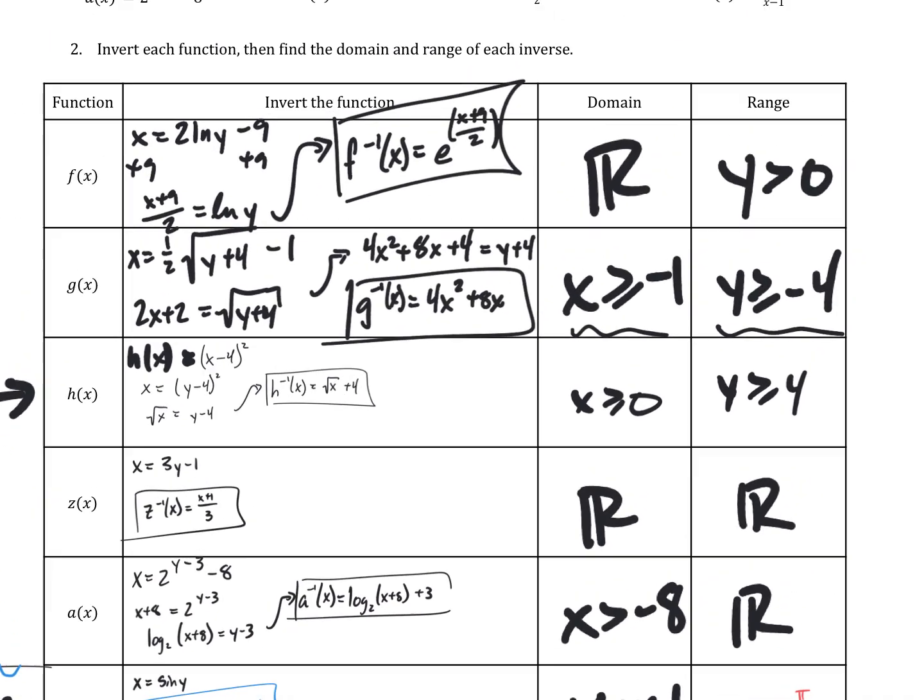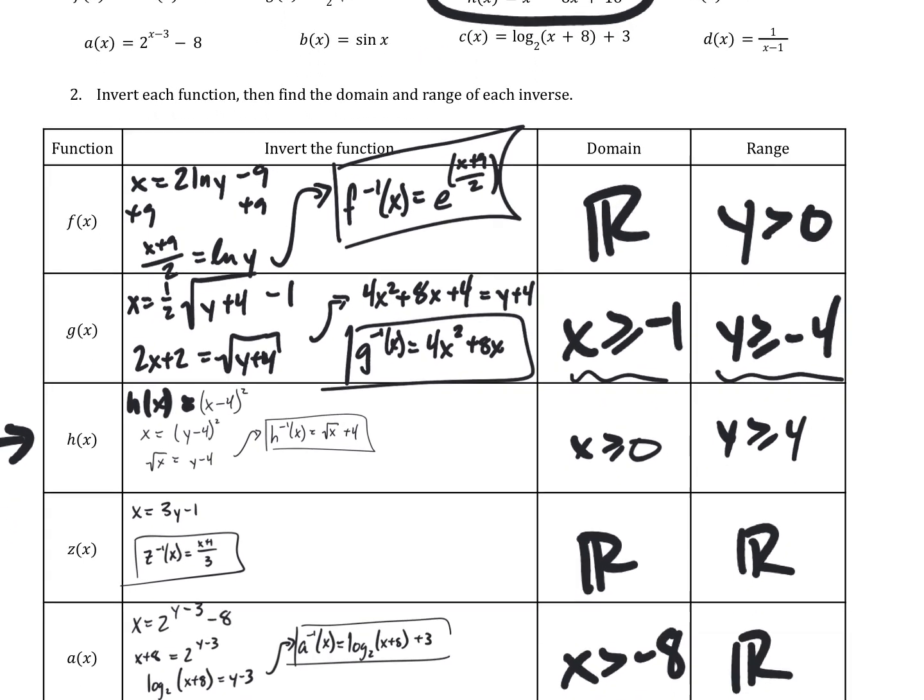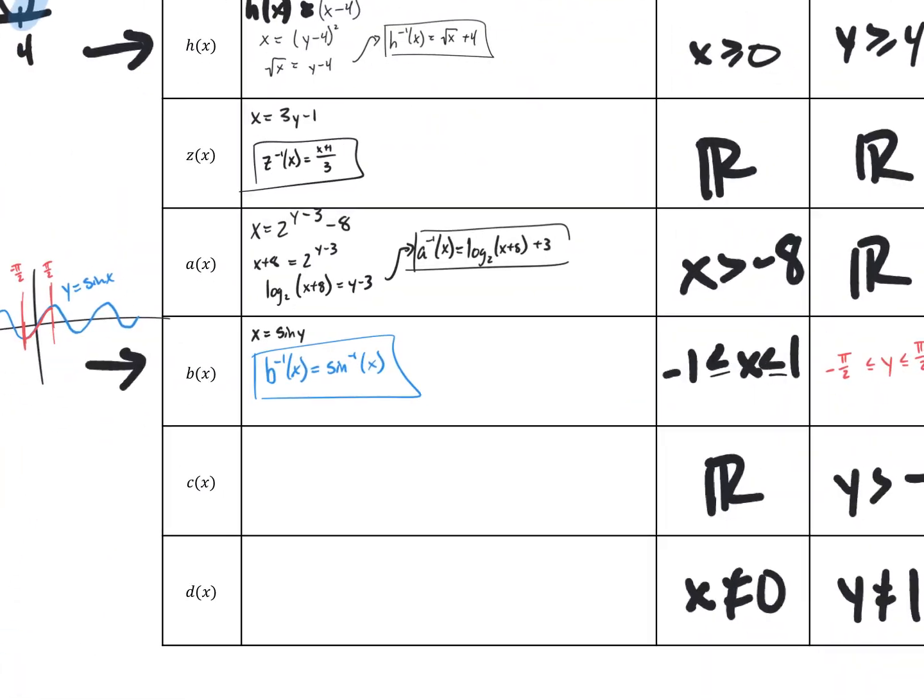Okay, c of x is log base 2 of x plus 8. Excuse me. C of x is this same function. So since c of x is the inverse of a of x, we can conclude that a of x is the inverse of c of x. So I'm literally just going to write a of x here.